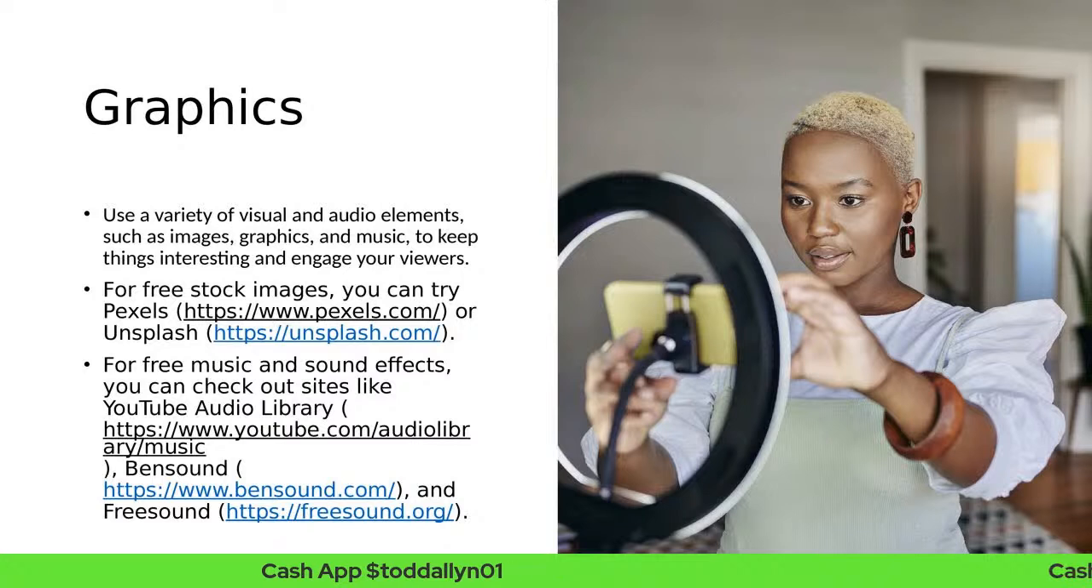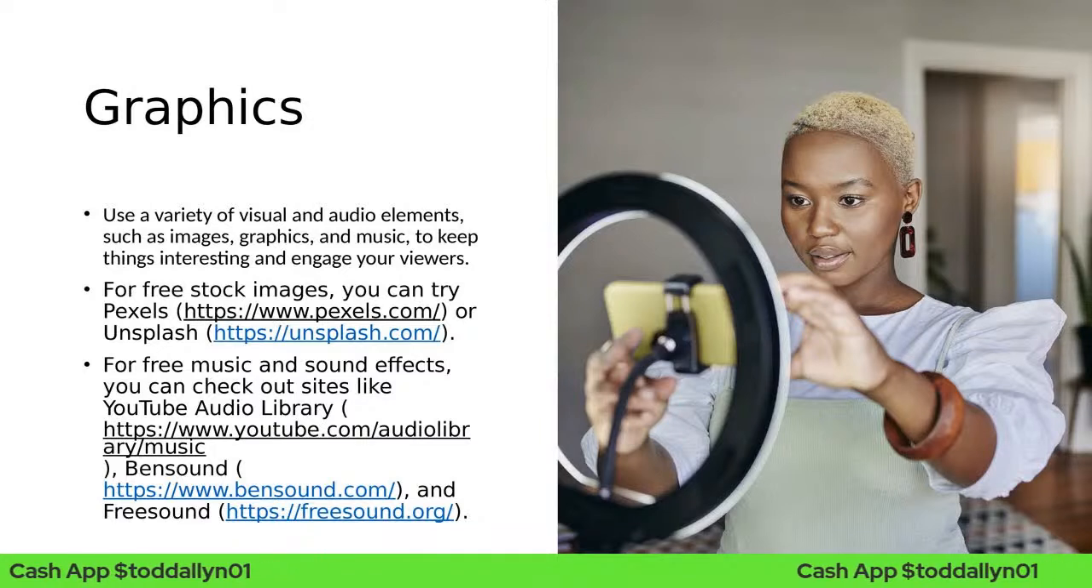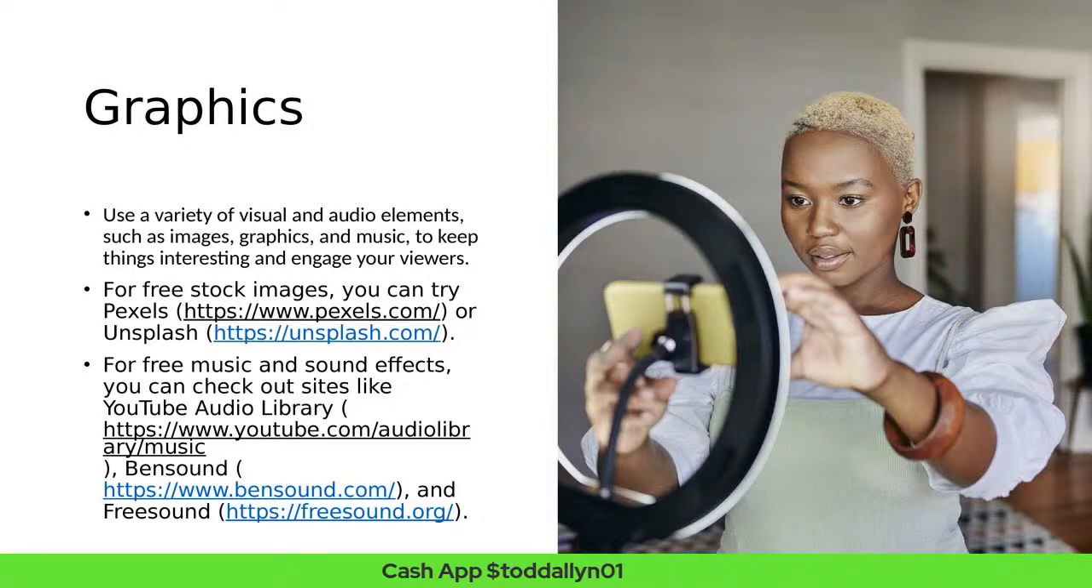Free music and sound effects. You can check out the YouTube audio library. Excellent. And one thing you want to be sure of when you plan on monetizing your YouTube content is that there are no strikes against you, copyright strikes. So you want to make sure that you use the music from the YouTube audio library. You can also go to Bensound, and there is also freesound.org. There are also other areas where you can get music, and also images, but some of those are paid as well.